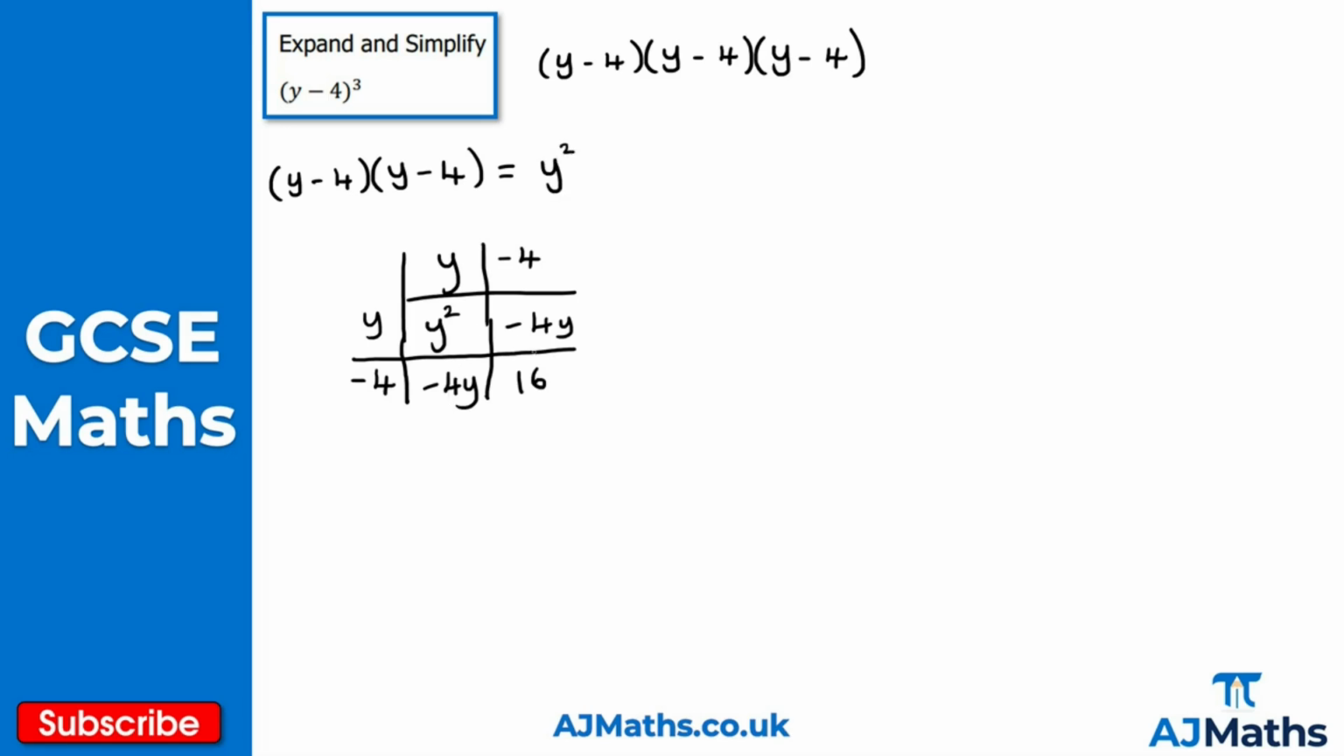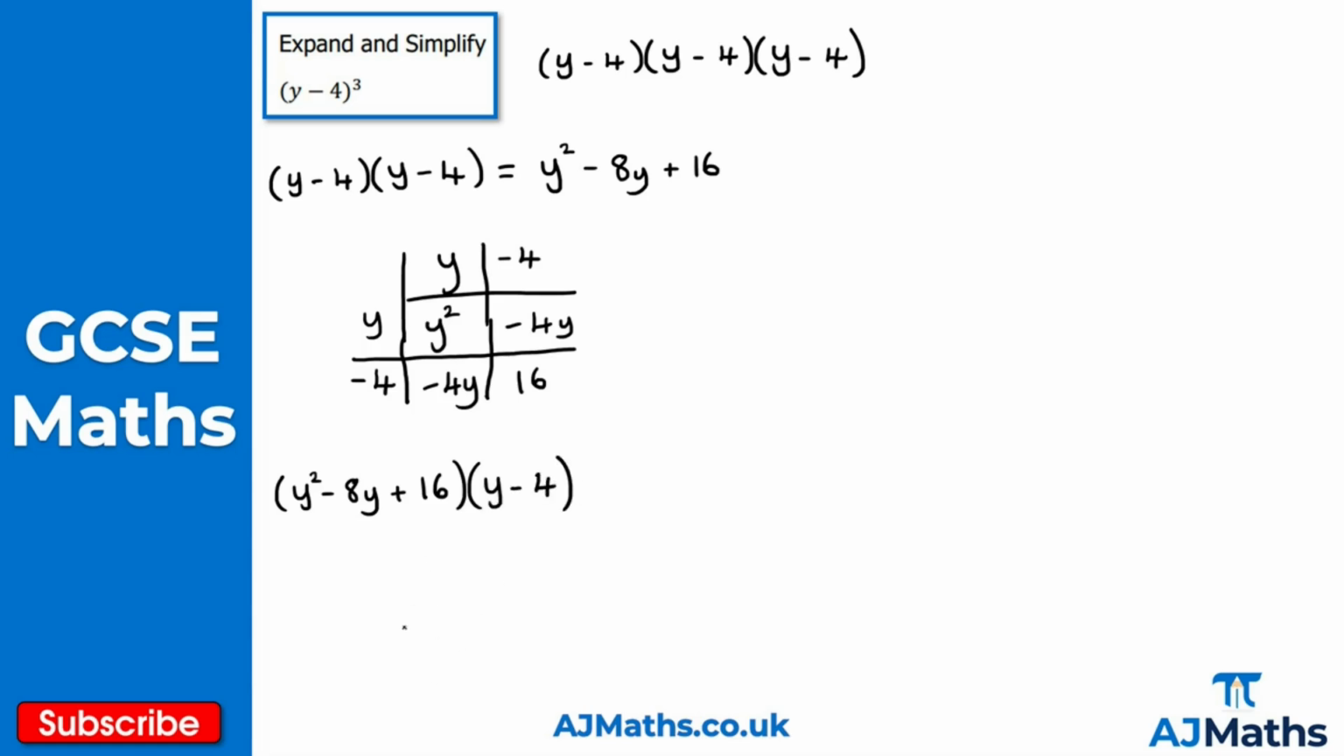So if we simplify this, I've got y squared, minus 4y minus 4y, which gives us minus 8y, and then we've got positive 16 here, which we can't do anything with. What I'm going to do now is take this quadratic and multiply that with my last bracket. So I've now got y squared minus 8y plus 16, and we multiply that by our last bracket of y minus 4.